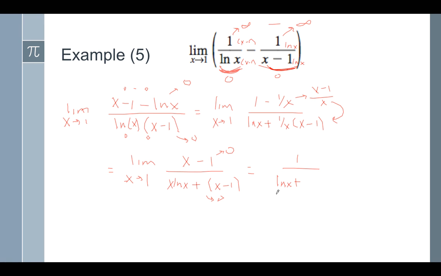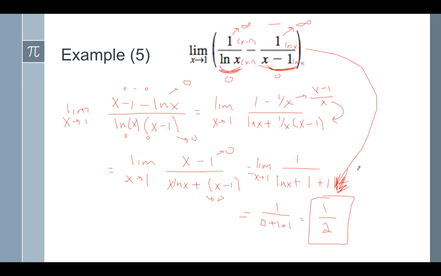x times the derivative of natural log of x is going to be 1, plus again the derivative of that x minus 1. Oops, forgot my limit. Don't forget limits. Always write those. Okay, oh look, I don't get 0 over 0 anymore. If I substitute, I get 1 over 0 plus 1 plus 1. That's a nice number, 1 over 2, and that is my nice limit using L'Hopital's rule of the original function.